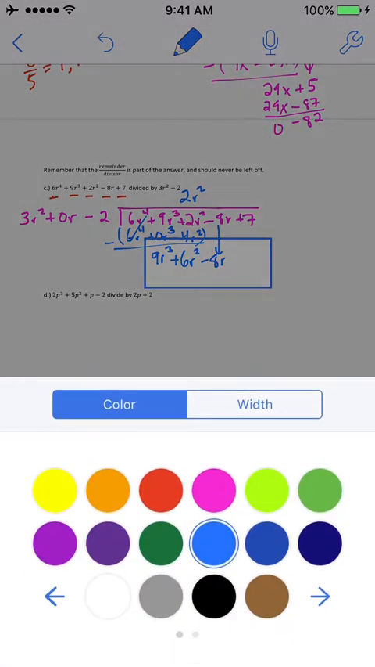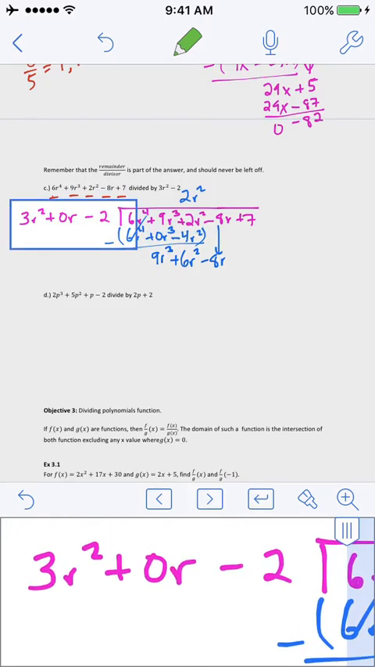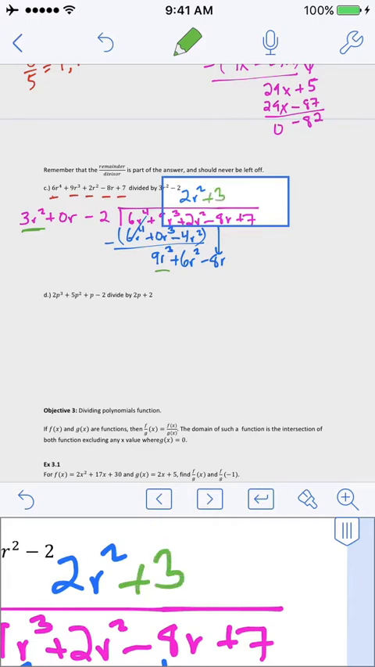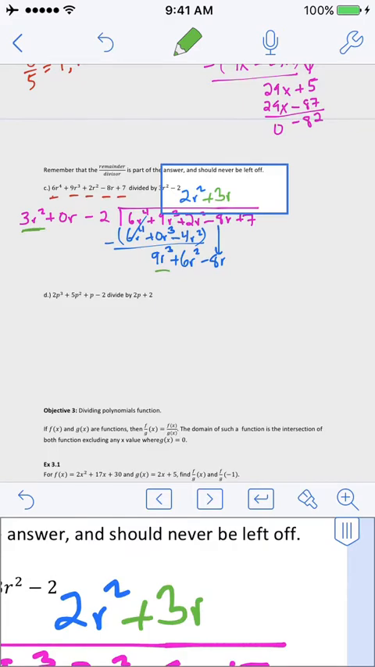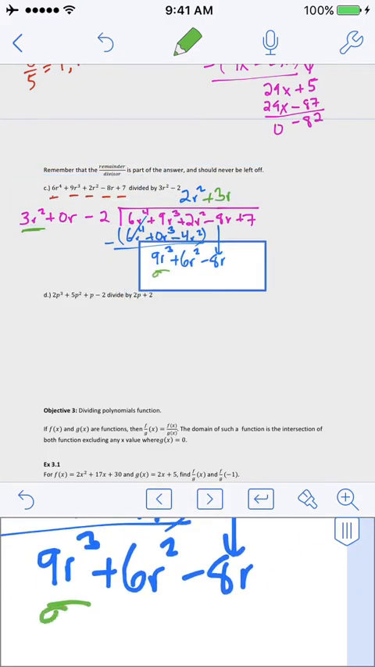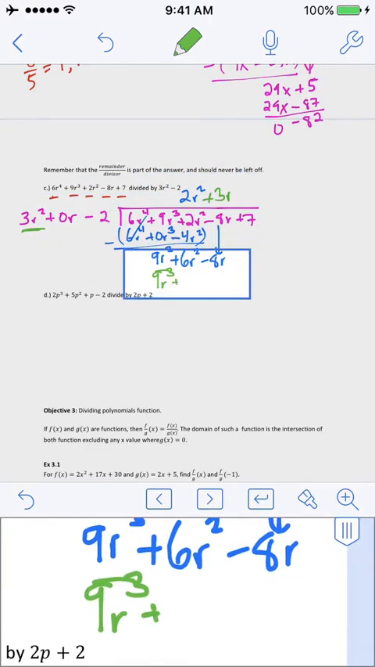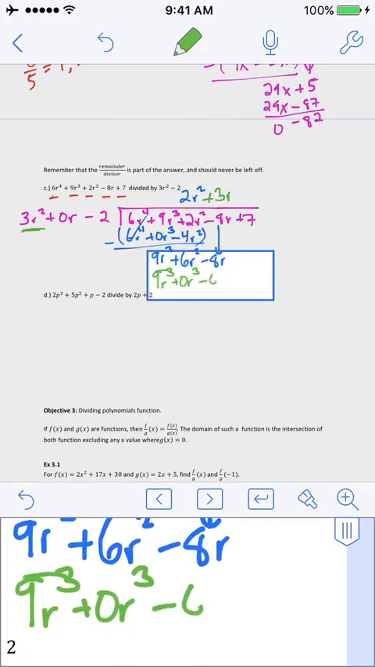So now we'll do it all over again with 9r cubed. How am I going to get a 3r squared to a 9r cubed? I'm only dealing with this guy. That is going to need a 3 and one more r to get r squared to r cubed. So I'm going to multiply by 3r. 3r times 3r squared is 9r cubed, right? If that doesn't happen, you probably chose the wrong thing. The whole point is to get those two to cancel each other out. 3r times 0r is going to be plus 0r squared. 3r times negative 2 is negative 6r.